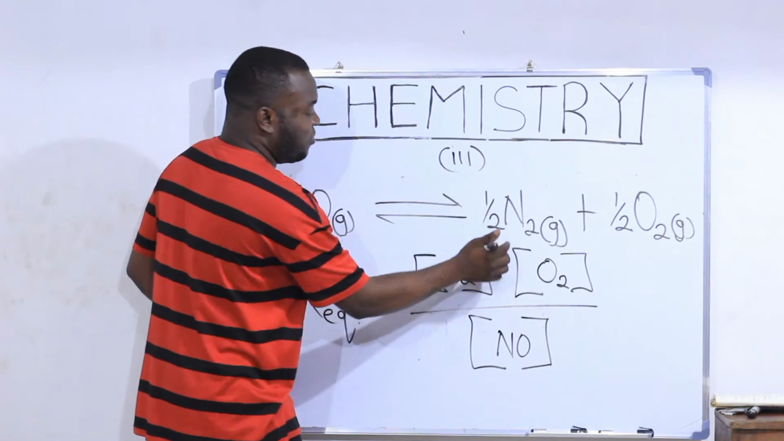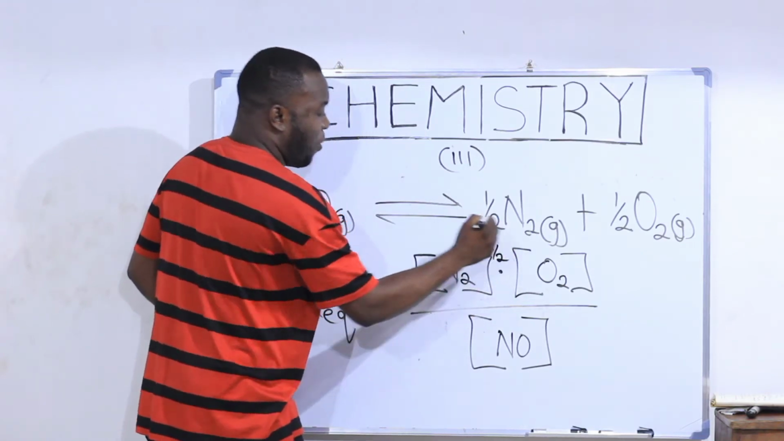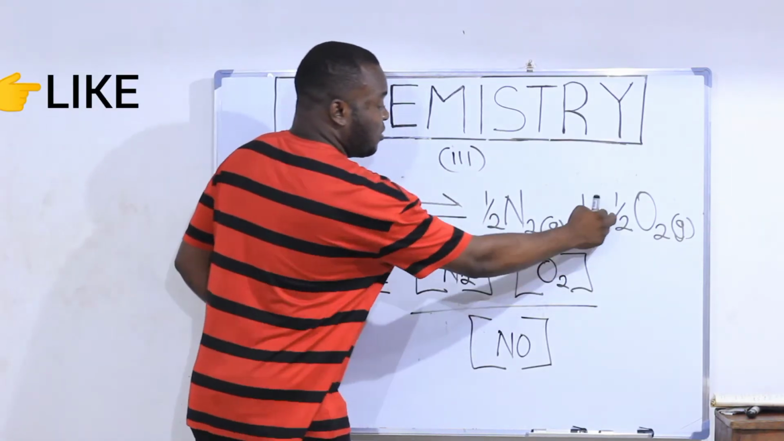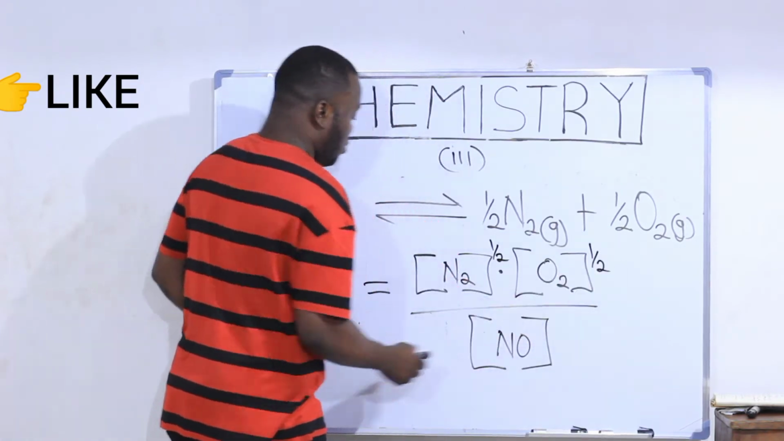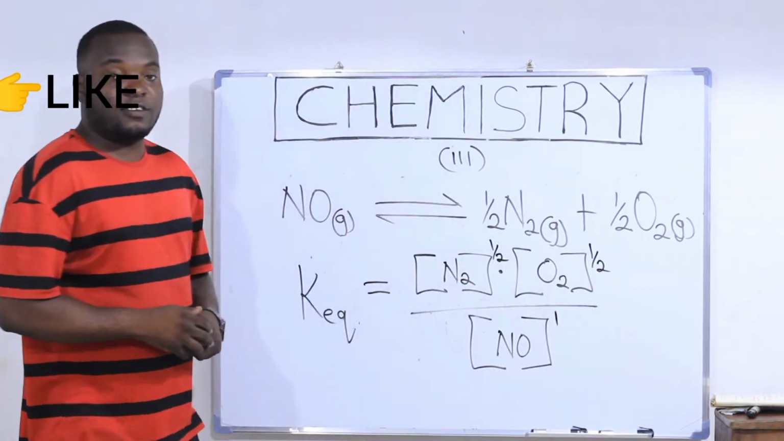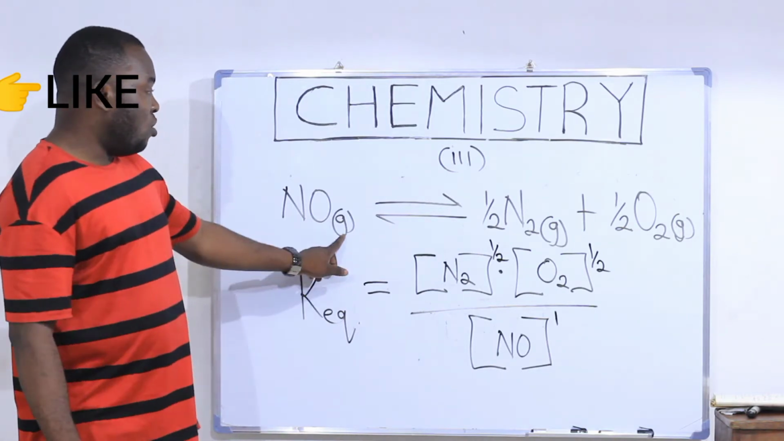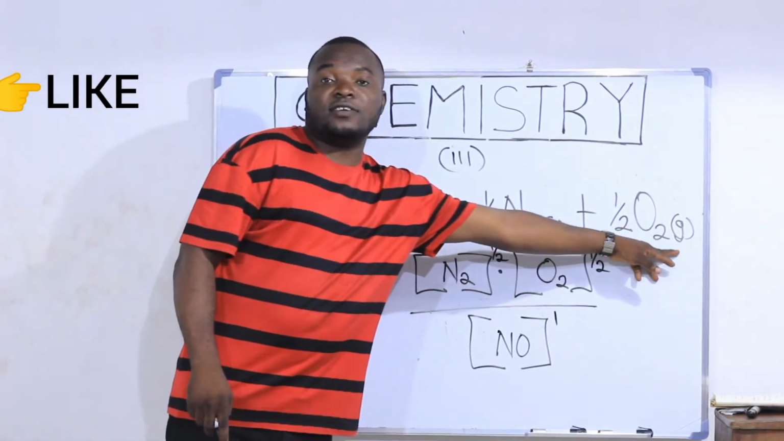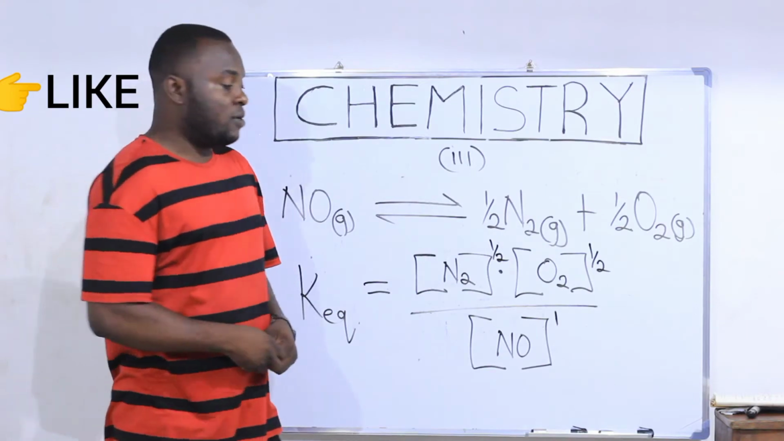Nitrogen gas, the coefficient here is 1/2. I'll raise to the power of 1/2. Oxygen gas, 1/2. Whereas NO is 1. This is the answer. Remember, all of them are in the gaseous phase. That's why all of them were considered.